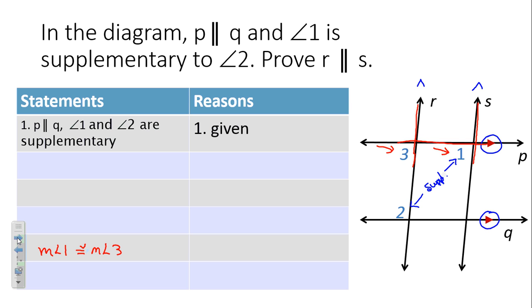Okay. So what's our next step? What are we going to do? 1 and 2 are supplementary. When they tell us 1 and 2 are supplementary, what should we write? What does that mean? Yeah, add up to 180. So the measure of angle 1 plus the measure of angle 2 equals 180. Definition of supplementary.